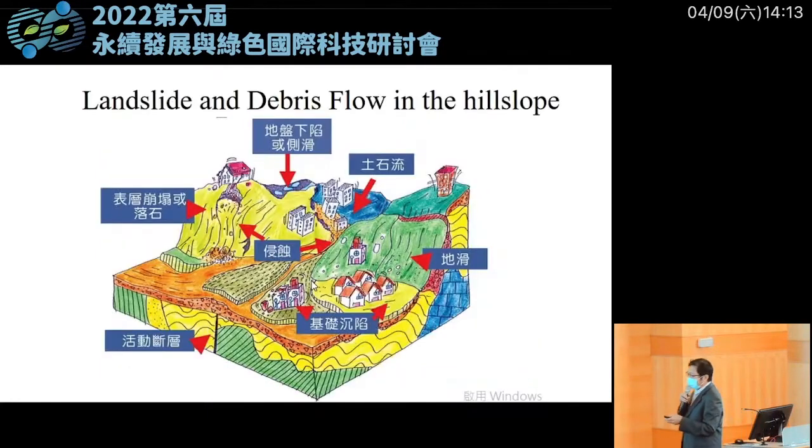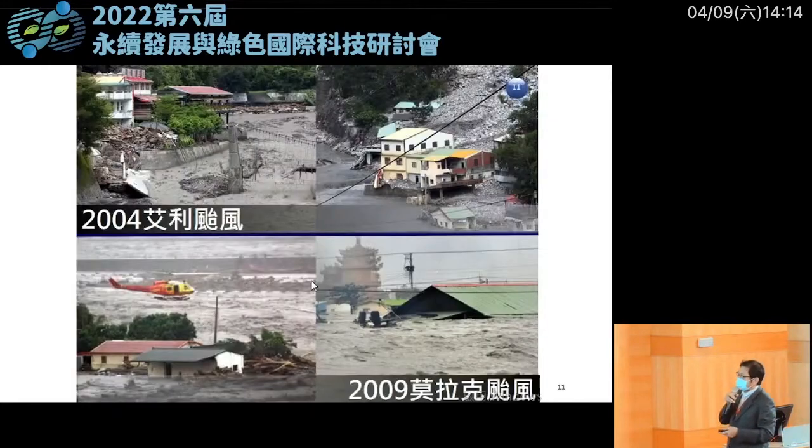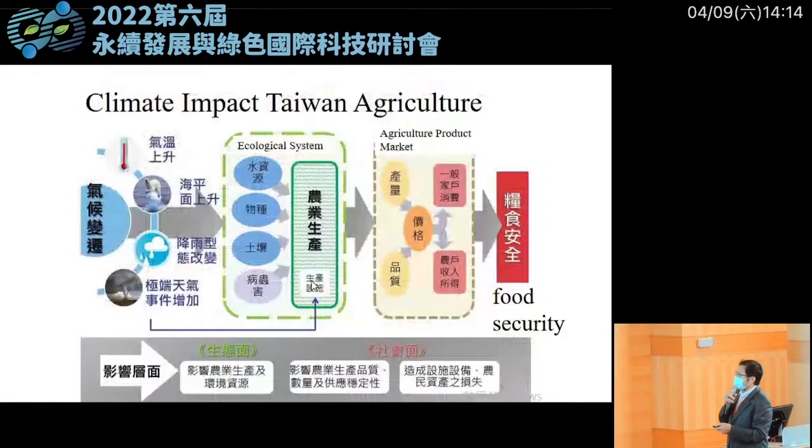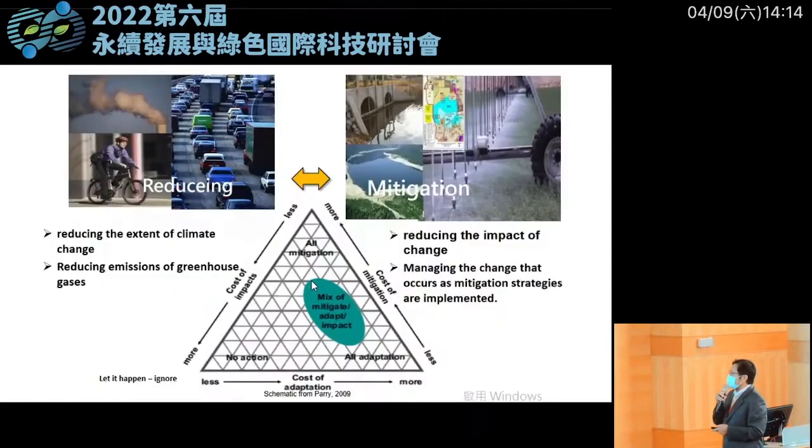In the upstream of the watershed, we have landslides and debris flow, like this one from Typhoon Molak. For agriculture, we still have many impacts. I think the most important is that in the agricultural production market, it will impact food security. This is very important.